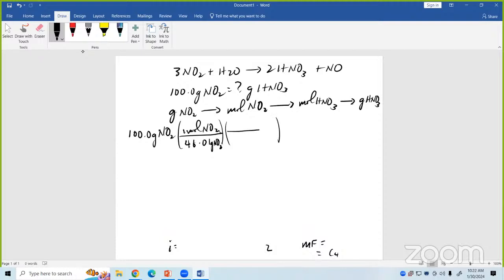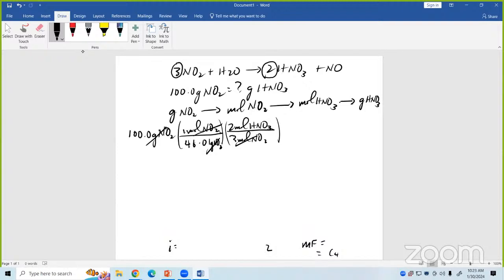Then the next conversion factor will be the mole ratio between the HNO3 and the NO2. That's why we have a balanced equation, because we can see that the coefficient for the nitric acid is 2, and that for the NO2 is 3. So in the next conversion factor, we're going to have 2 moles of HNO3 above as the numerator, and 3 moles of NO2 below as the denominator. So far, the grams of NO2 will cancel out, the moles of NO2 will cancel out, so we are left, up to this point, with the moles of HNO3.